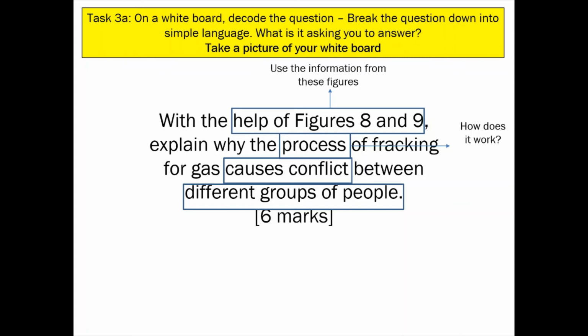It then goes on to process. Okay, what does the process mean? How does it work? So what is fracking and how does it work? And what is the process of fracking? Okay, we then move on to the cause of conflict. And conflict, okay, is just an argument or a disagreement between different groups of people. And that then links on to our next bit where I said to think about SEEP. Think about SEEP. And remember, SEEP would be social, economic, environmental, or political.